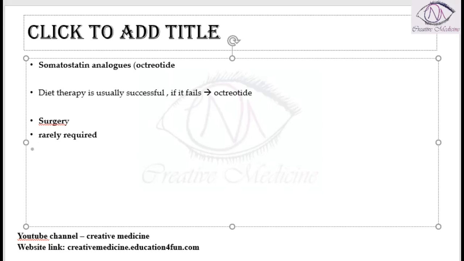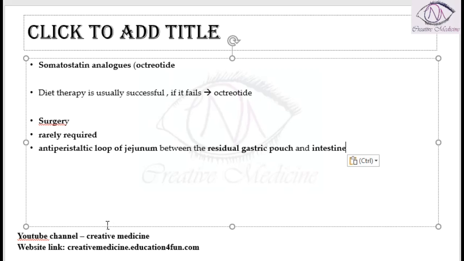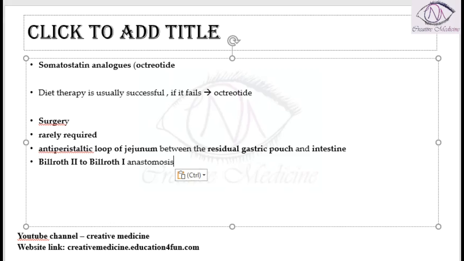You will have to use the antiperistaltic loop of jejunum between the residual gastric pouch and intestine. We use this jejunum, and we can convert the Billroth 2 into Billroth 1 anastomosis, or you can even convert Billroth 1 and 2 to Roux-en-Y anastomosis in the patient.